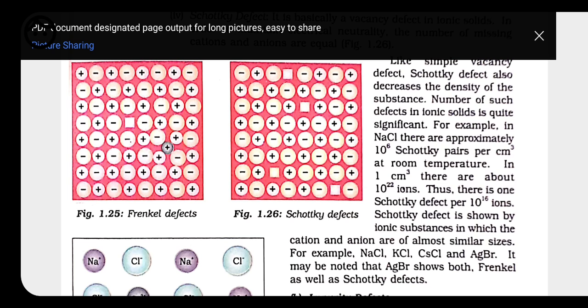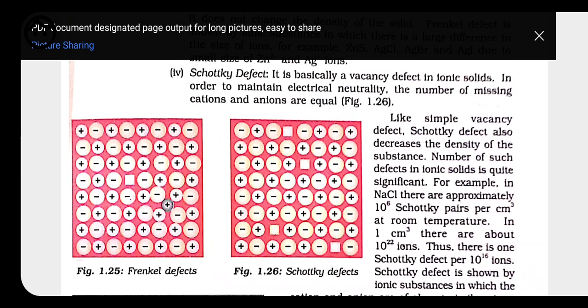Next is Schottky defect. What do you mean by Schottky defect? This type of defect is created when one positive and one negative ion, both, are missing from their respective positions, leaving behind a pair of holes. Thus Schottky defect is simply called a vacancy defect in the ionic solid. Schottky defect is more common in ionic compounds with high coordination number, where the sizes of positive and negative ions are almost equal.